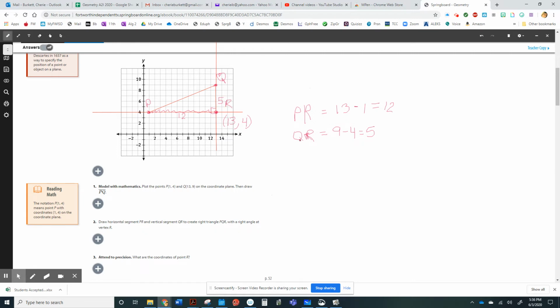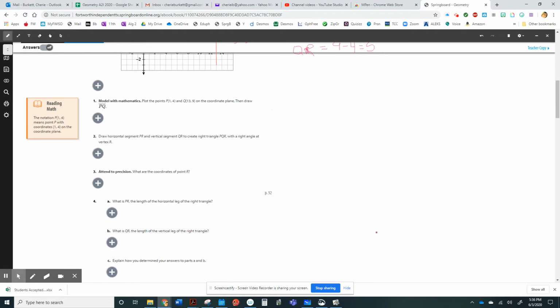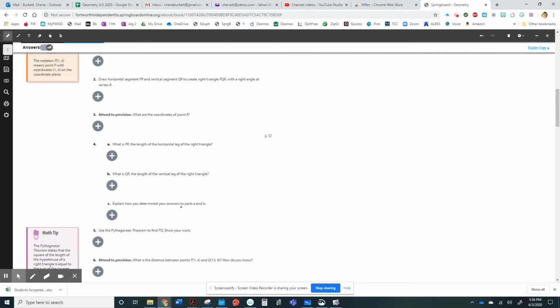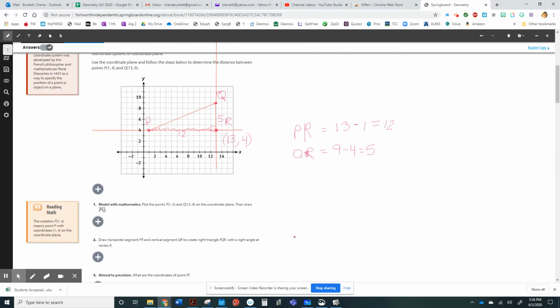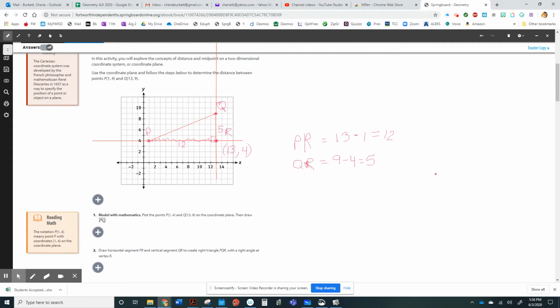Okay, and I believe the next thing it's going to ask us to do is explain how you determine your answers. Well, I've already explained that. I use the ruler postulate. Use the Pythagorean theorem. Okay, the Pythagorean theorem says that to find the hypotenuse of a right angle, by the way, this was 5.